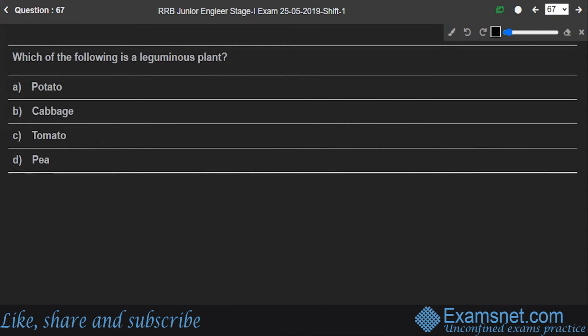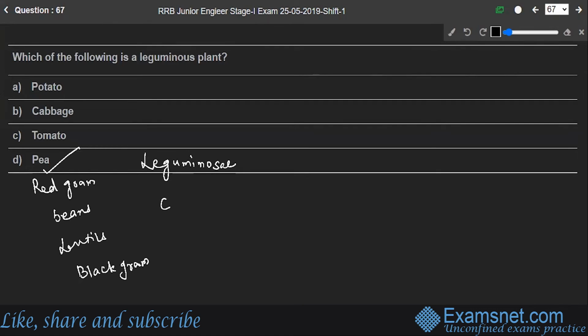Which of the following is a leguminous plant? So you have the potato, cabbage, tomato, and pea, which is the leguminous plant. This is B, option B. Leguminous plants, they belong to the family of Leguminosae. Pea, red gram, beans, lentils, black gram, cowpea, soya bean.